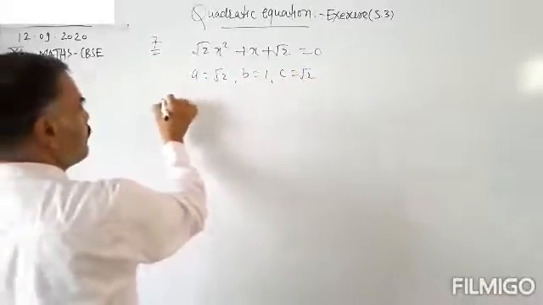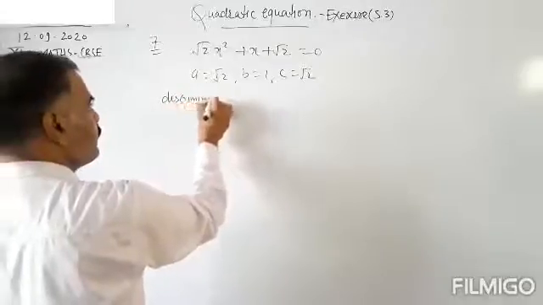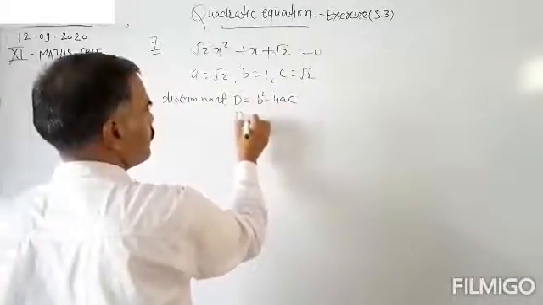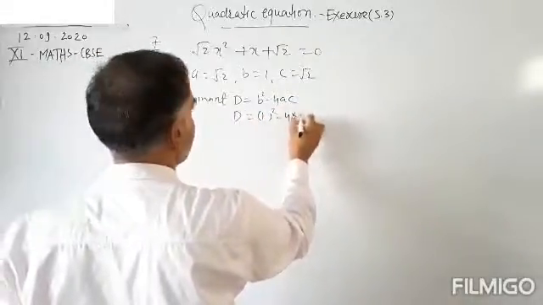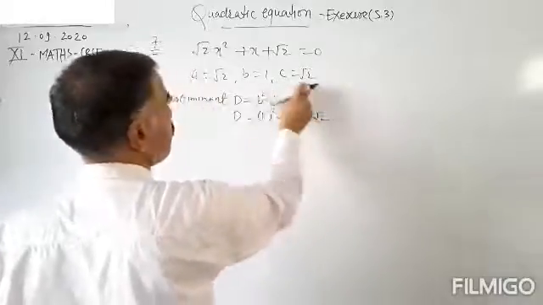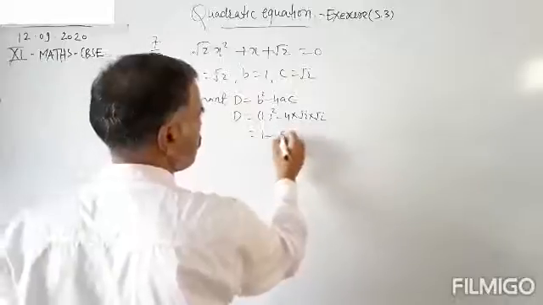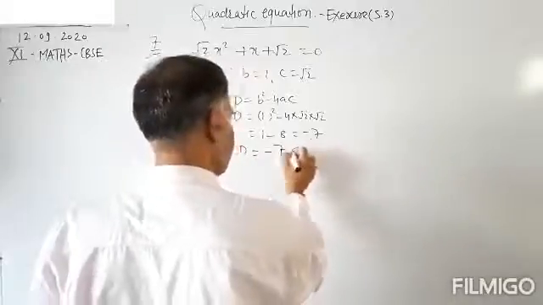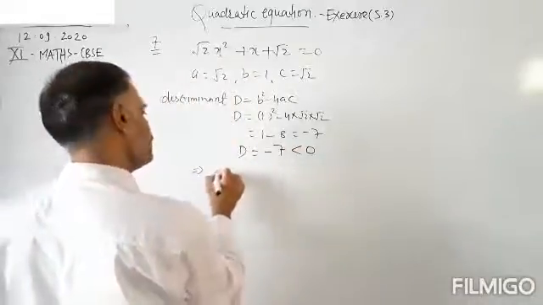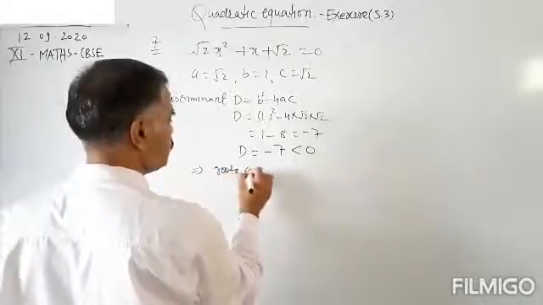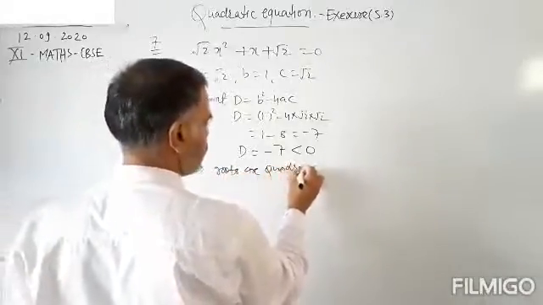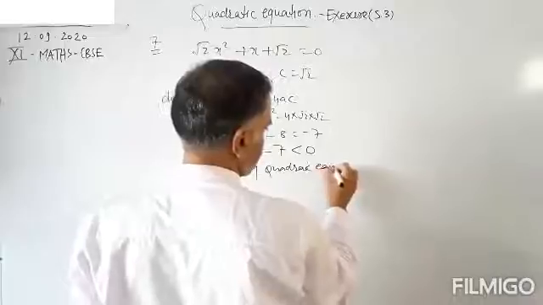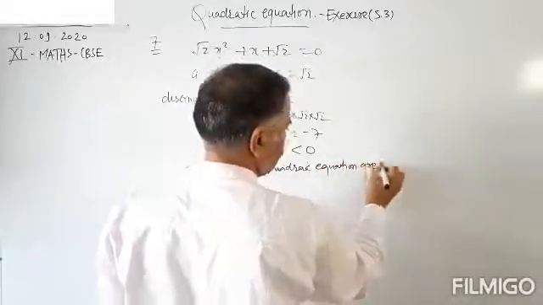That is why the discriminant d equals b square minus 4ac. D equals 1 square minus 4 into under root 2 into under root 2. Under root 2 into under root 2 is 2, so 1 minus 8, that is minus 7. So d equals minus 7, less than 0, which implies that the roots of the quadratic equation are complex roots.